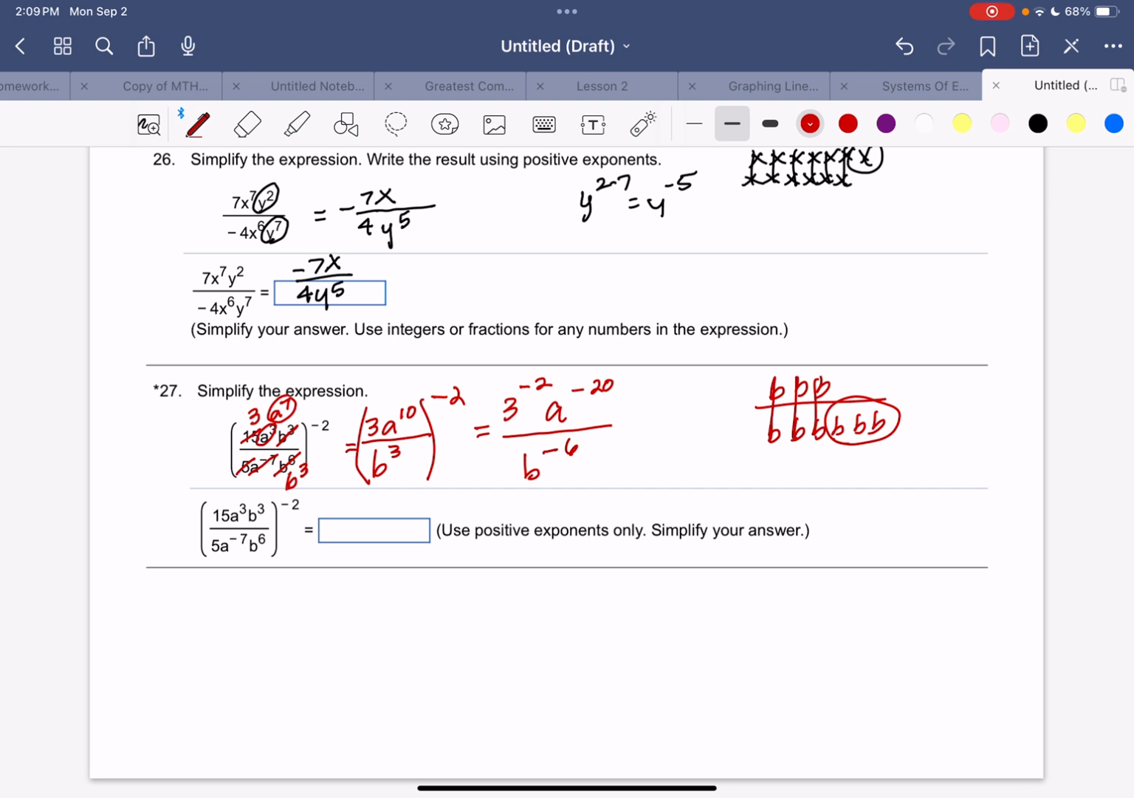All of those are going to change. The 3 to the negative 2 is going to become 9 in the denominator, right? Because 3 squared is going to the denominator. B to the 6 is going to the numerator. And a to the negative 20 is going to be a to the 20th in the denominator. So it's b to the 6th over 9a to the 20th.